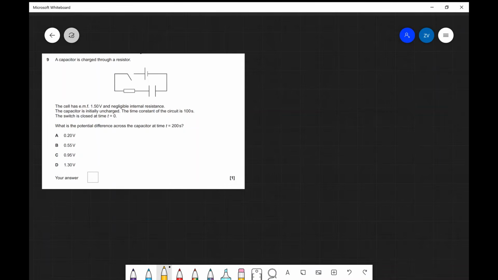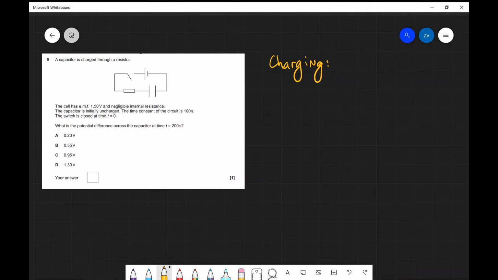Moving on to question number 9. A capacitor is charged through a resistor. So that's really important. This is a charging problem because the maths of capacitors is a bit different when we're dealing with charging compared to discharging. The cell has an EMF of 1.5 volts and no internal resistance. We don't have to worry about internal resistance in this question. Yay! Now the capacitor is initially uncharged. The time constant of the circuit is 100 seconds. What is the potential difference across the capacitor at time t equal to 200 seconds?